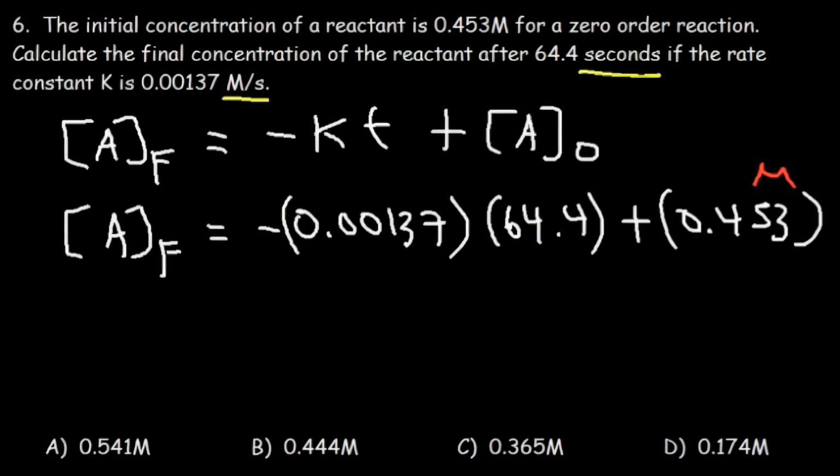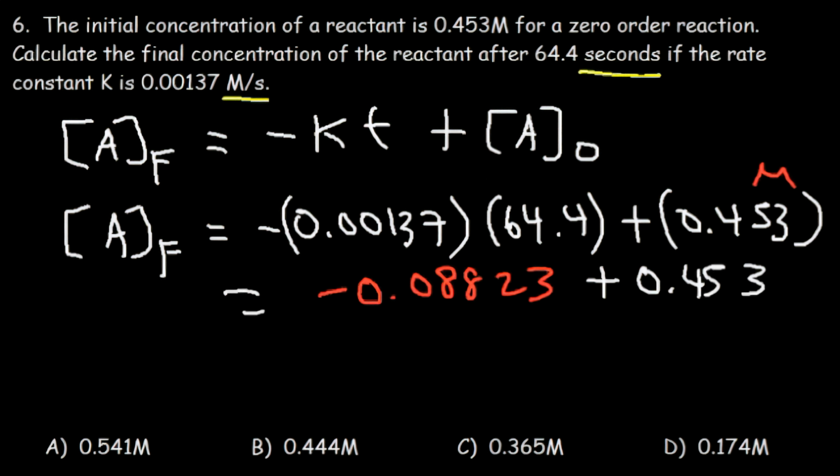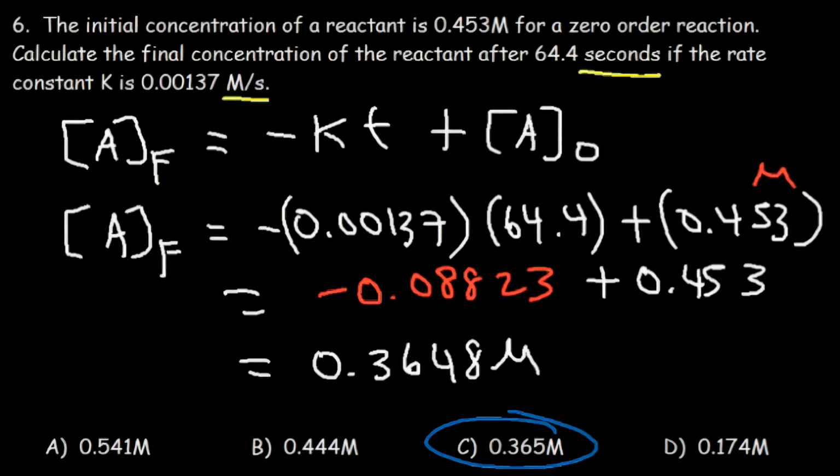So now at this point, let's just plug in these numbers into the calculator. It's negative 0.00137 times 64.4. That's negative 0.08823. And we're going to add 0.453 to that value. The final answer should be 0.3648, which rounds to 0.365. So C is the right answer for this problem.